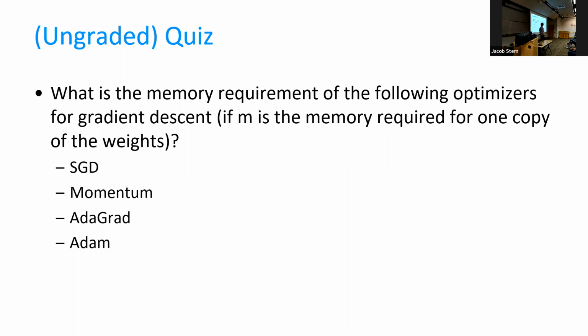Right, yeah, so that is correct. SGD is 2M. You have to keep a copy of the weights and then a copy of the gradient of the loss with respect to each weight. And the gradient is one number for each weight, and so that's 2M. Good. How about momentum?